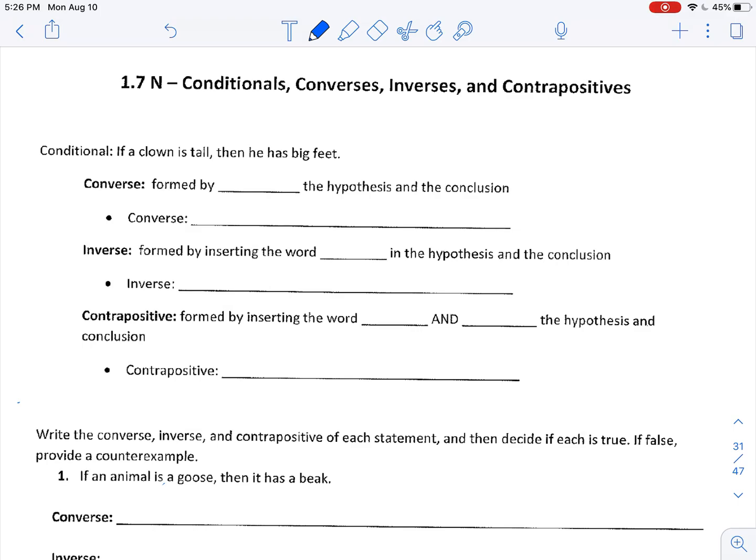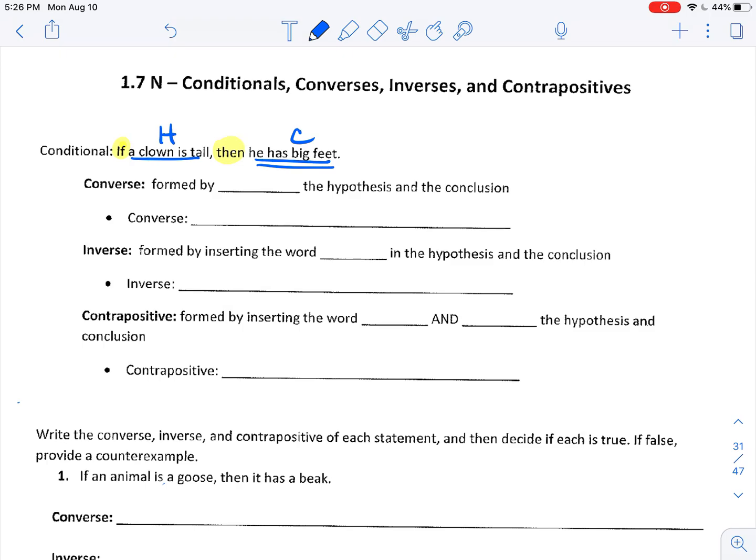We're going to start with our conditional statement. If you remember from yesterday, a conditional statement is an if-then statement. We have a hypothesis and a conclusion. In this conditional statement, if a clown is tall, then he has big feet.